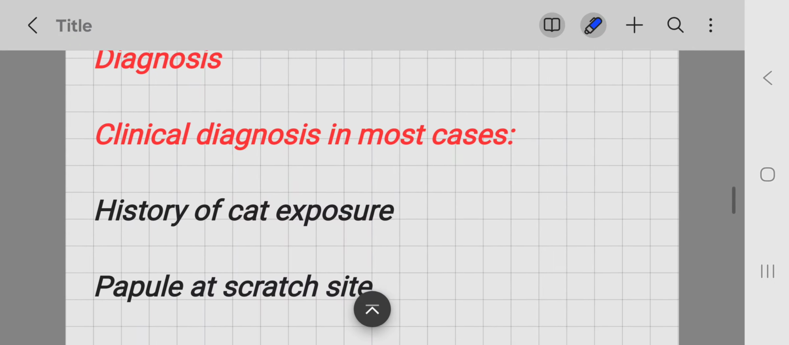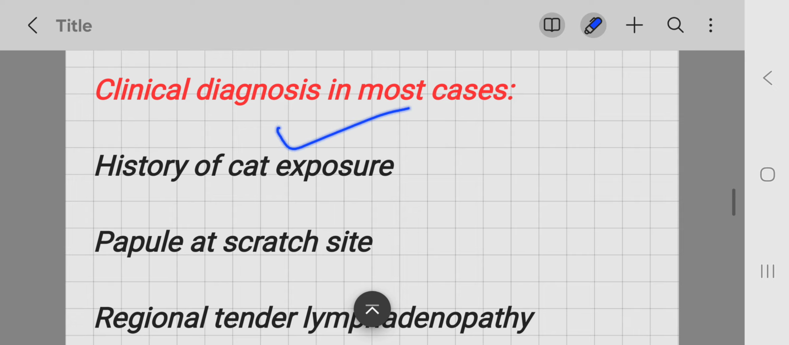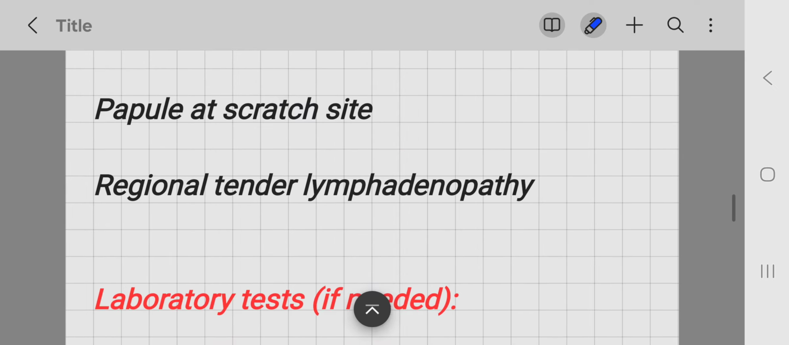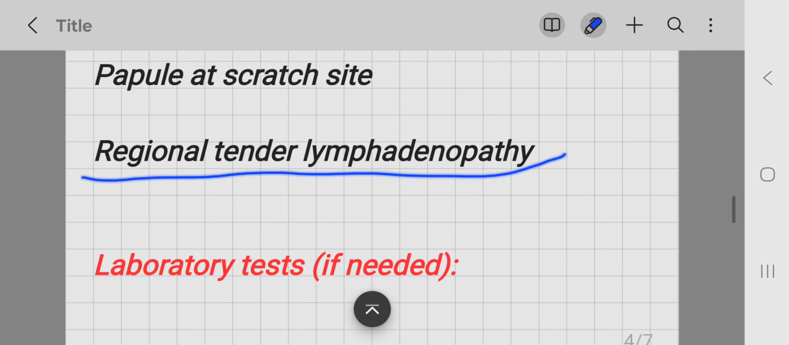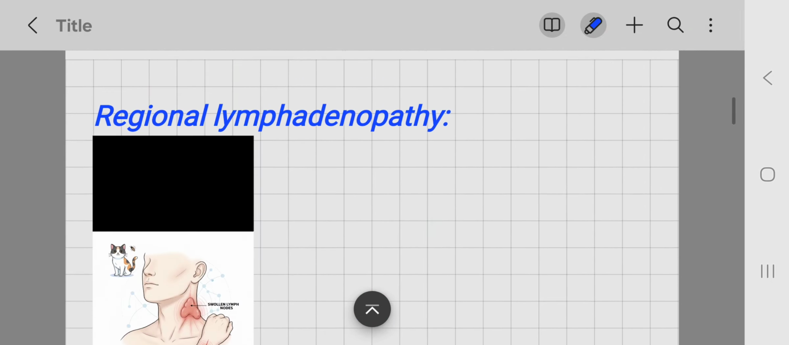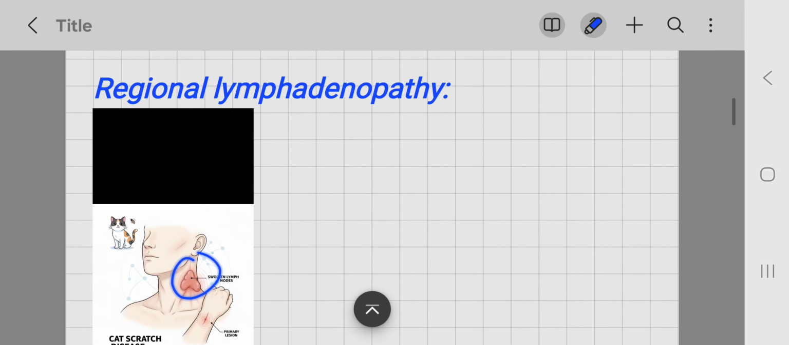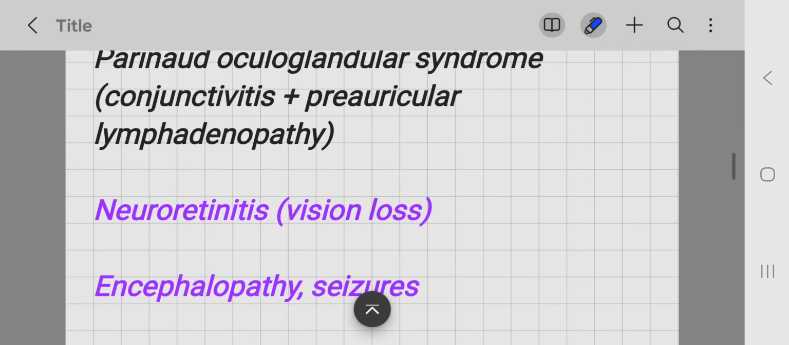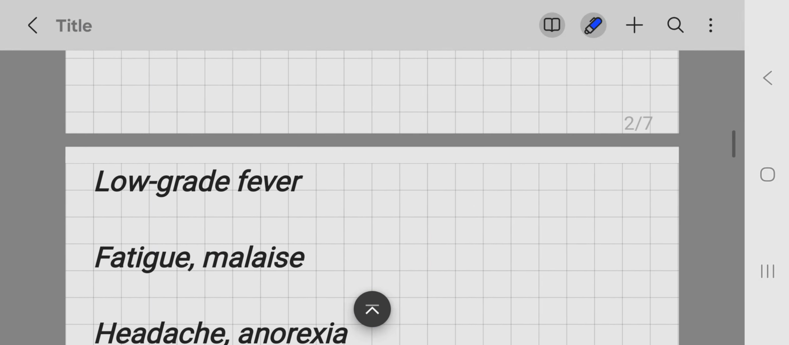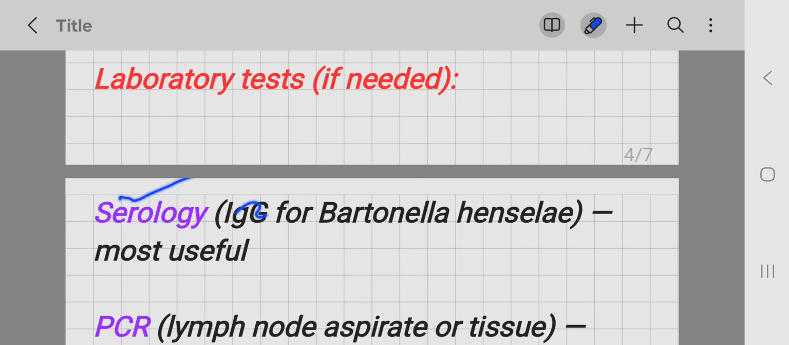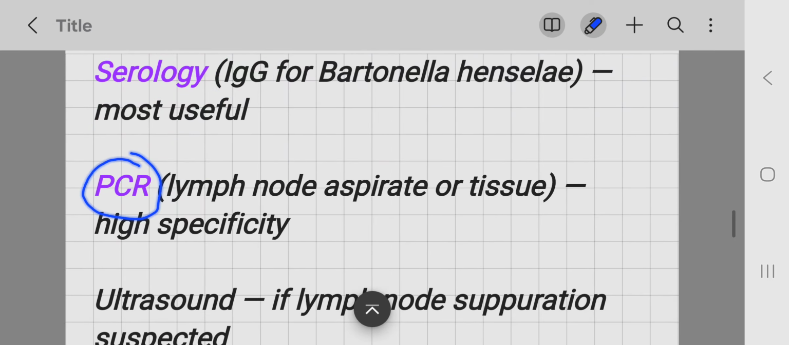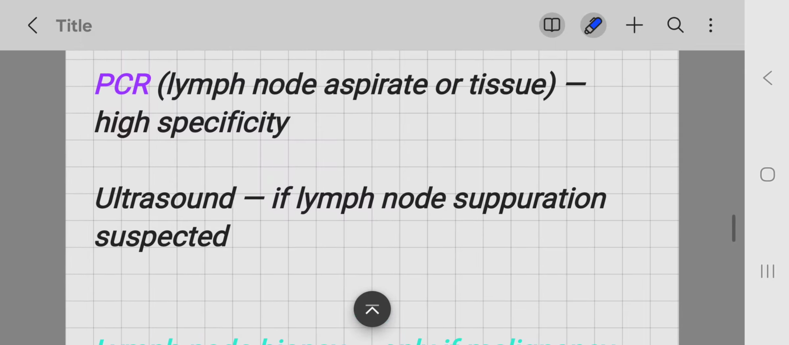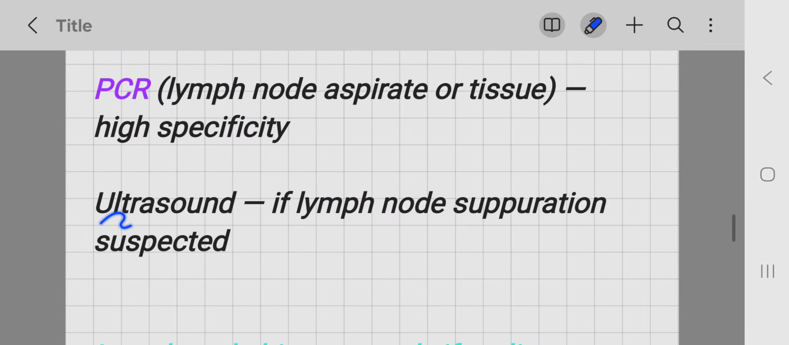Diagnosis: it is mostly a clinical diagnosis because of history of cat exposure, papule at scratch site and regional tender lymphadenopathy, as I have shown you here. There is regional lymphadenopathy, and here is the primary lesion. But you can also go to labs like serology, IgG for Bartonella henselae. It is very specific but less sensitive. You can also go for PCR, and you can also go for lymph node biopsy.